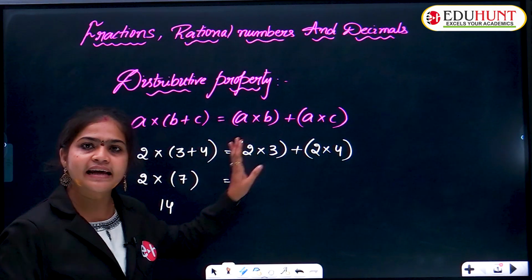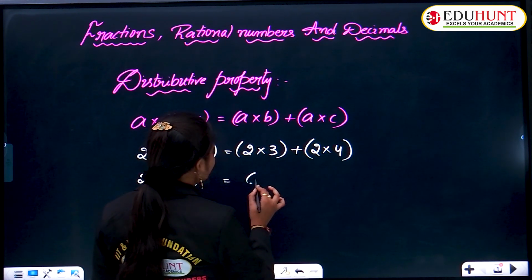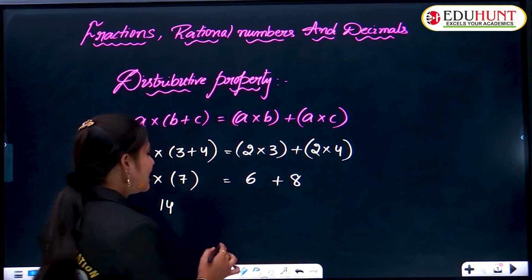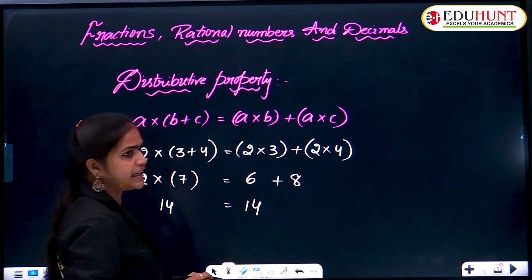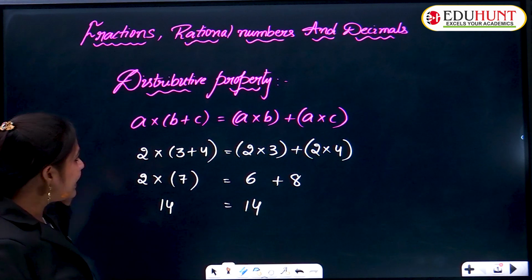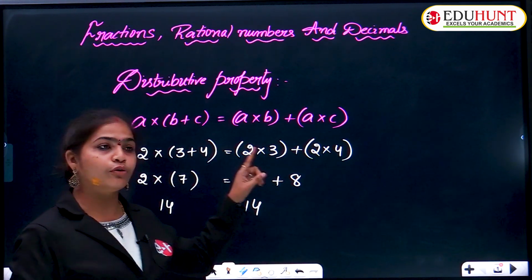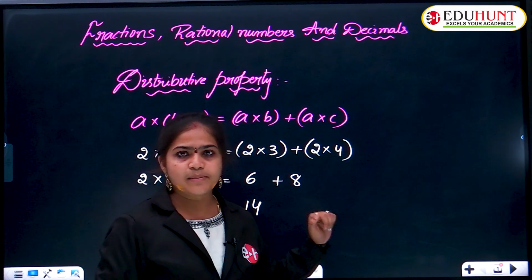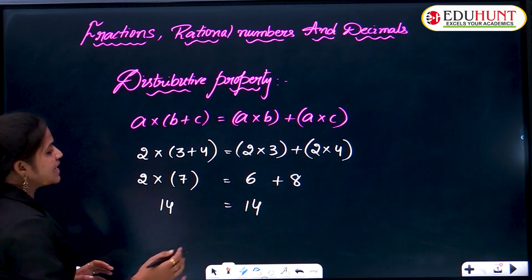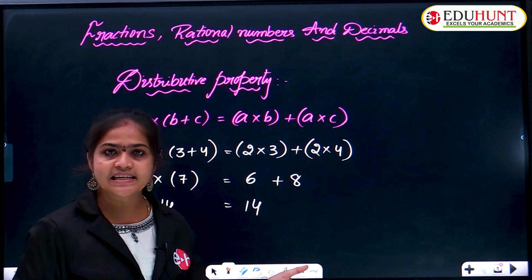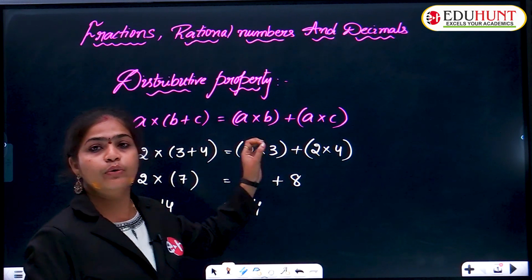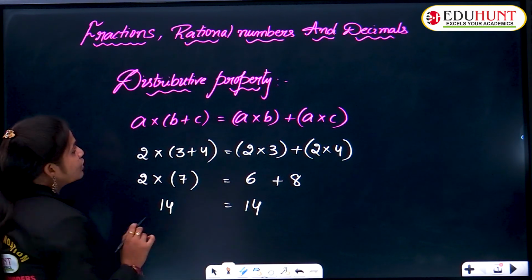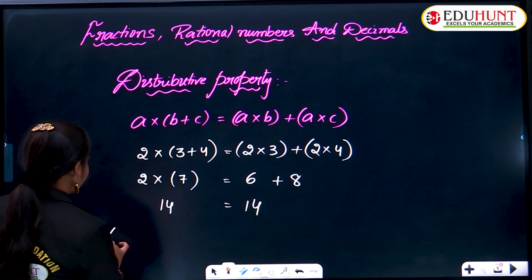Now come to the right hand side value. 2 into 3 is 6, plus 2 into 4 which is 8. 8 plus 6 is how much? Finally we get the same result, that is 14. So by taking any rational numbers, here we took 2, 3, 4, which we can consider as integers, and in the same way as rational numbers also. Both sides have the same result, that's why we can say rational numbers are distributive over addition. So does it satisfy or not? It satisfies.